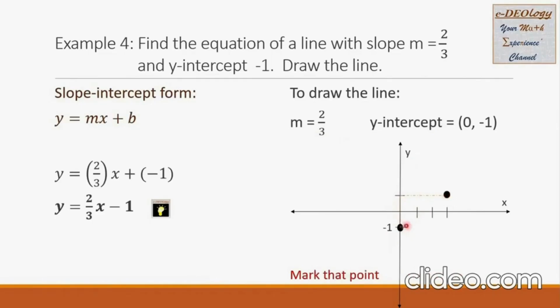Then we will mark that point. Now we have 2 points on our x and y axis. Then we will simply connect these points. And this is now the required line. This is the graph of the line y equals 2/3 x minus 1. This is our final answer.